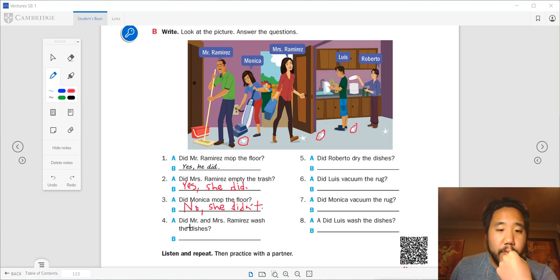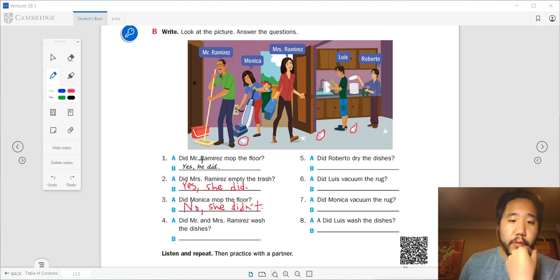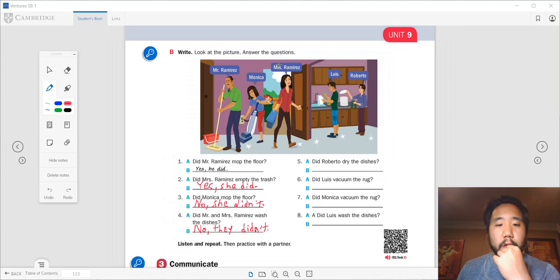So number 4, did Mr. and Mrs. Ramirez wash the dishes? No. Mr. Ramirez is mopping the floor, and Mrs. Ramirez was emptying the trash can. And if you can see, it's actually Luis and Roberto washing the dishes. So number 4, did Mr. and Mrs. Ramirez wash the dishes? No, they didn't.